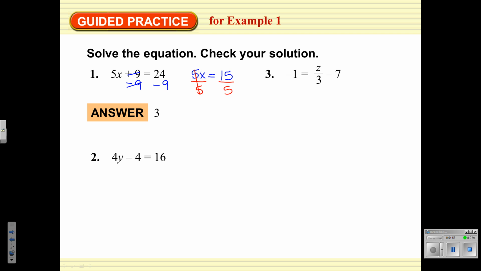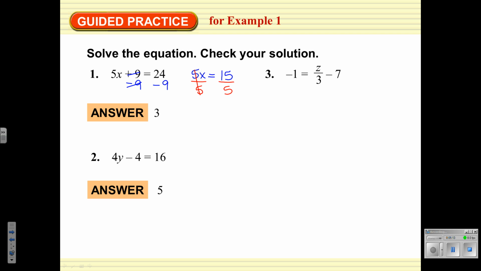Okay? My answer for the second one is 5. We would add 4 to both sides, giving us 4y equals 20. And then we divide both sides by this 4, giving us y equals 5.